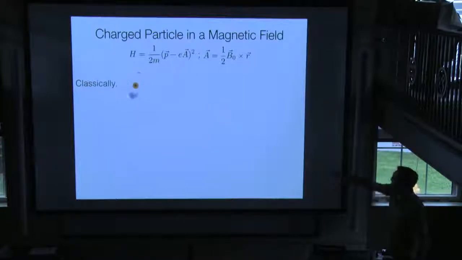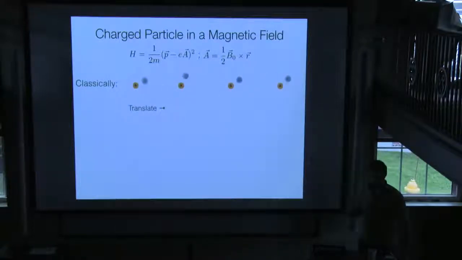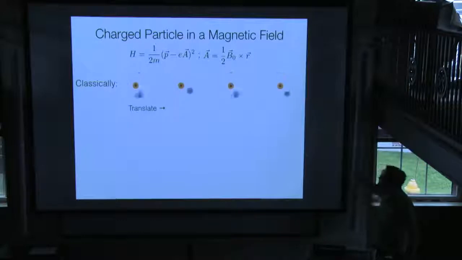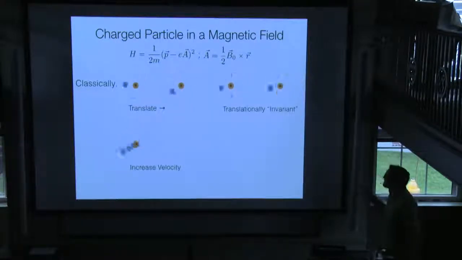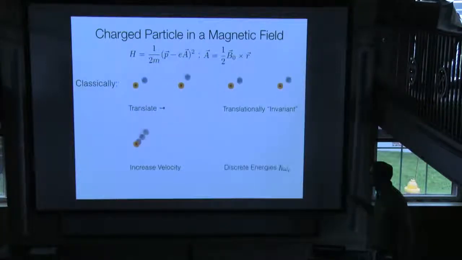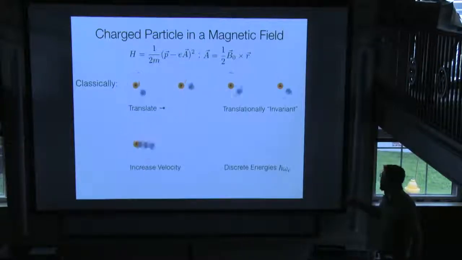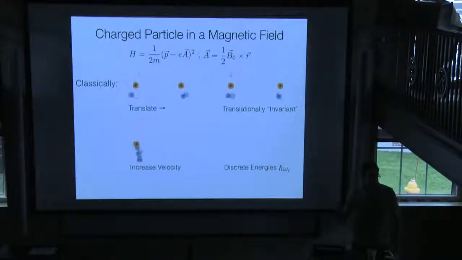The statement is, if I translate this electron over a little bit in space, I get the same kind of behavior wherever I put the system, right? So there's some kind of translational invariance going on. And we also know that as I speed up the electron, the speed of this orbit doesn't change. Its size changes, but its speed doesn't change. And so what we can take away from this is that there's some sort of translational invariance, and also this system has discrete energy levels in a quantum mechanical context.